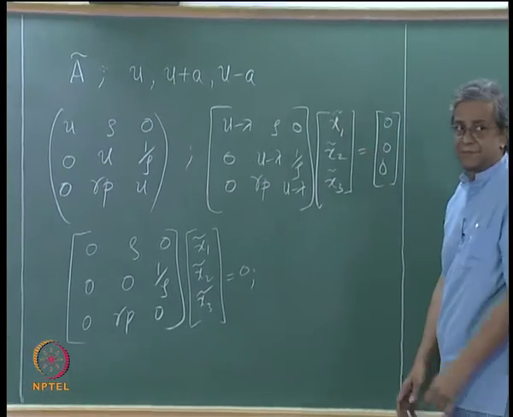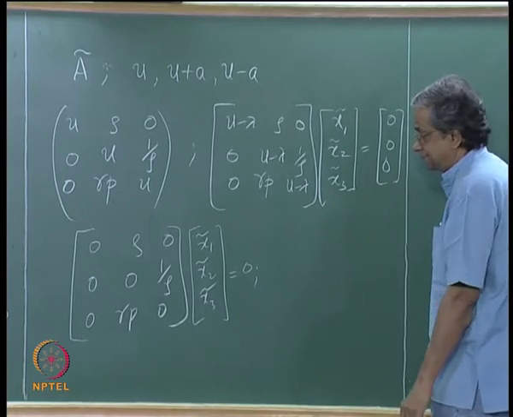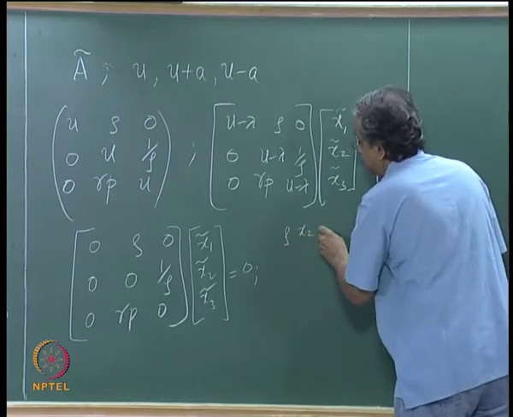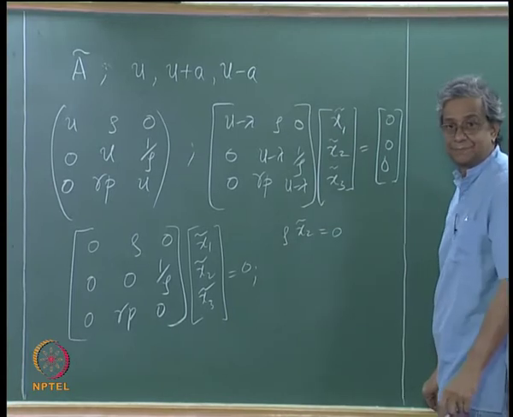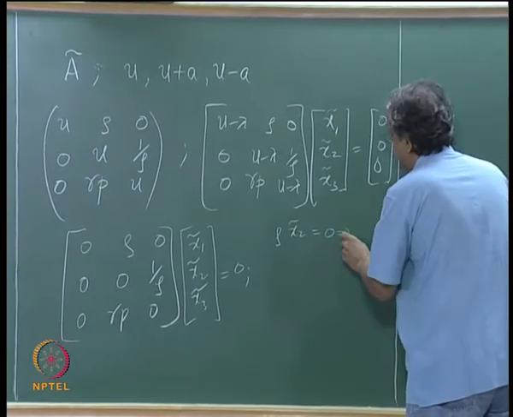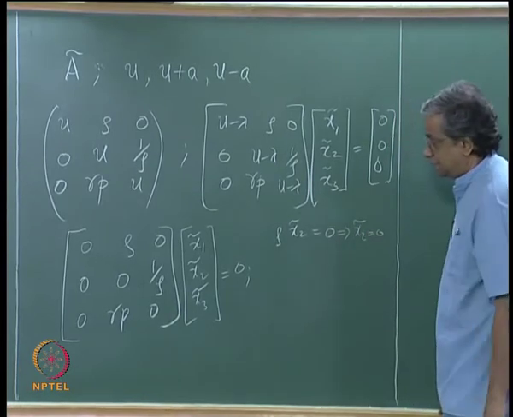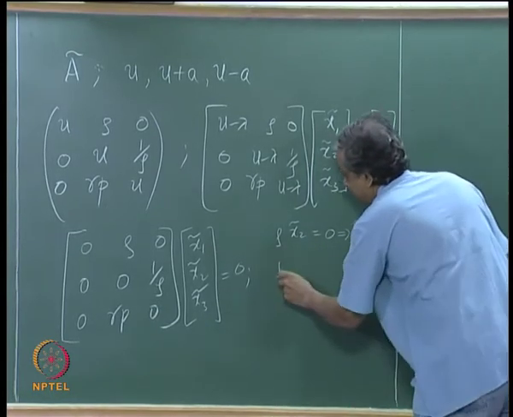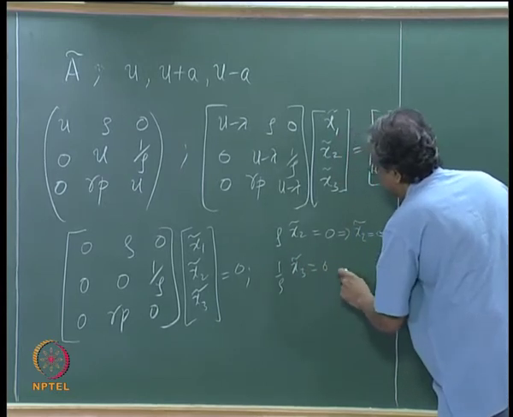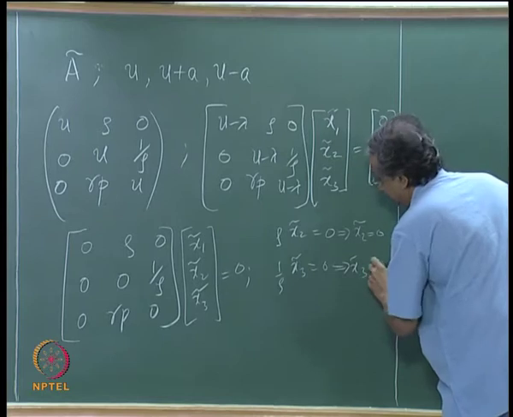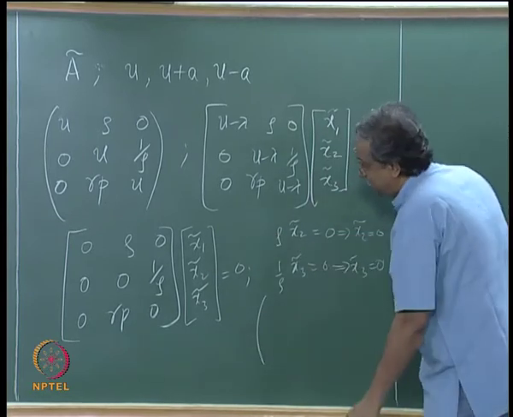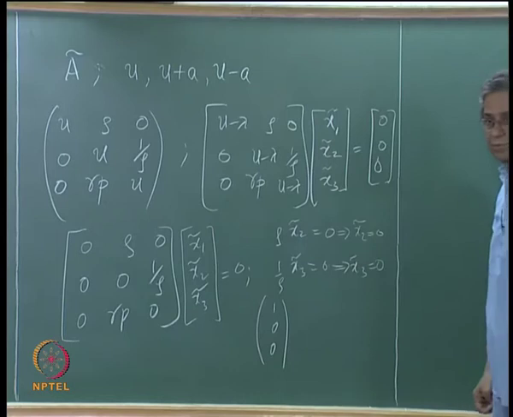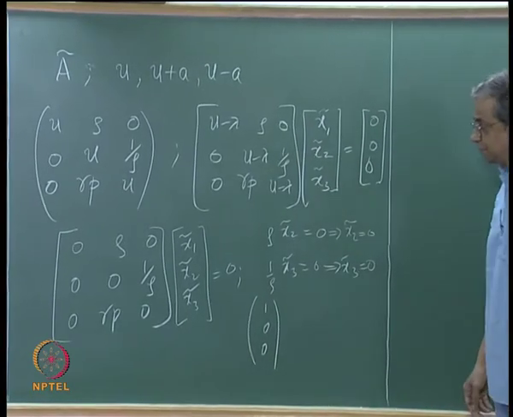The corresponding equations, if I just write it out: what is the first equation? Rho times x2 tilde equals 0, that's nice. So x2 tilde is 0. Then x3 tilde is 0. So this is an easy one. So basically the first eigenvector is 1, 0, 0. Fine. What about the next one?